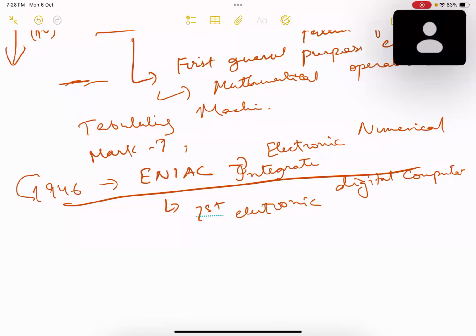So in a way, we can say that the Electronic Numerical Integrator and Computer, the full form, has evolved a lot. If we see from here, the analytical engine was developed by Charles Babbage, but it was not as complicated or as sophisticated as the ENIAC.